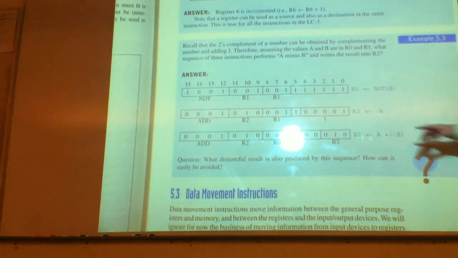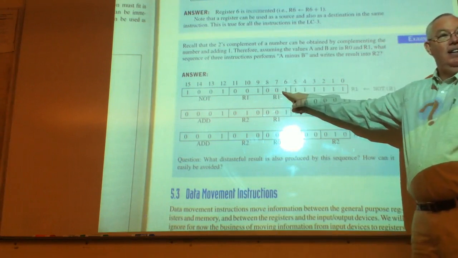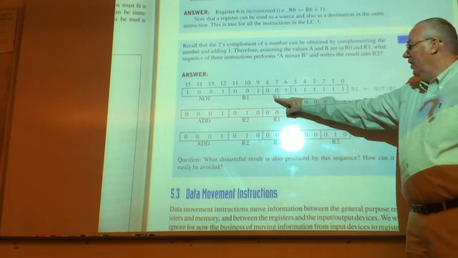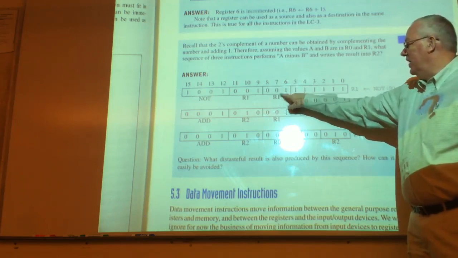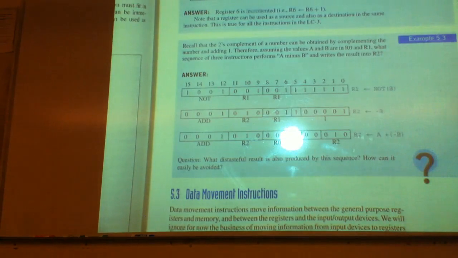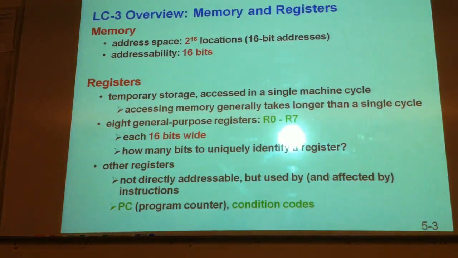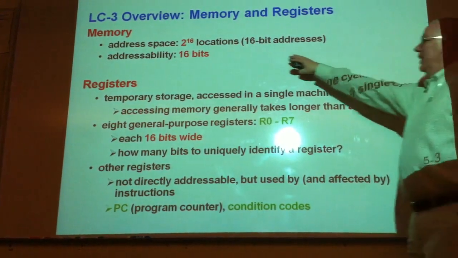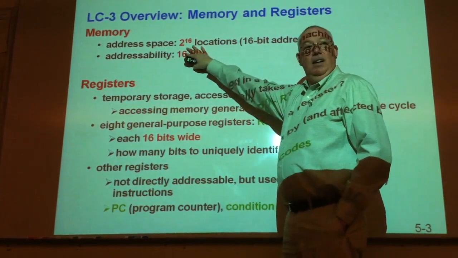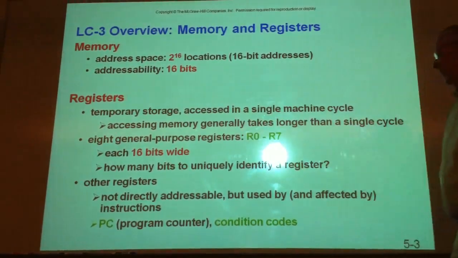Remember, I can identify that as register R1 because of these 3 bits. There are 8 combinations, so 000 is R0, 111 is R7, and everything in between. So here's R2. I can uniquely identify the registers in 3 bits. That's its address. It's only a 3-bit address. So we know: uniquely addressing memory takes 16 bits, uniquely addressing registers takes 3 bits.